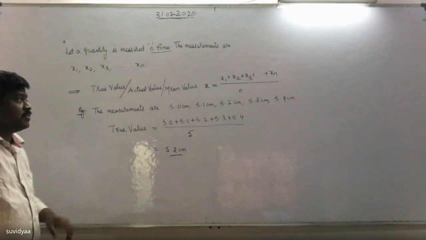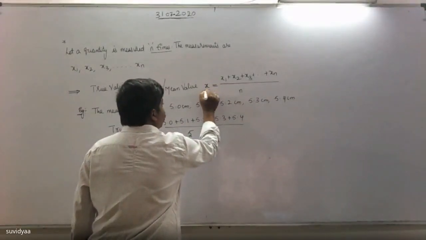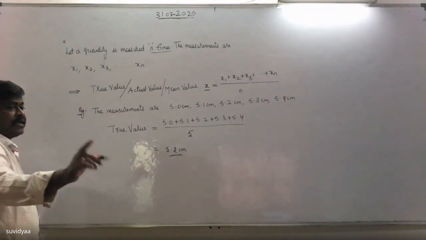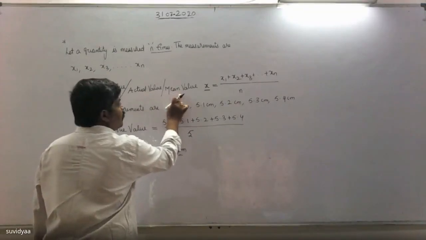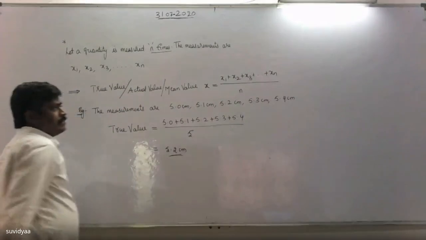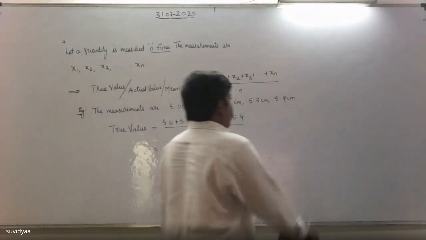So most important. What is the symbol? The symbol is X. Don't forget this. X is the symbol. Important, remember. True value, actual value, mean value symbol is X. So this you have to keep in mind. Okay. Now next coming. The next one is.